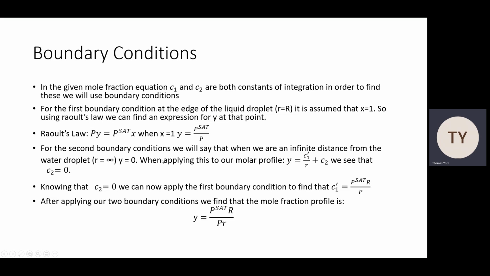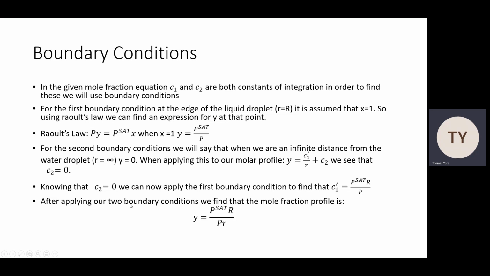So when applying this to our molar profile, we see that C2 equals 0. And it makes sense that the molar fraction of water in the vapor phase is 0 at that point, because when we're an infinite distance away, there's not going to be any water in general that far away diffusing. So knowing that C2 equals 0, we can now apply the first boundary condition to find that C1 prime equals P sat R times R divided by P.